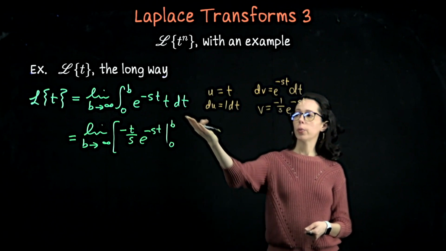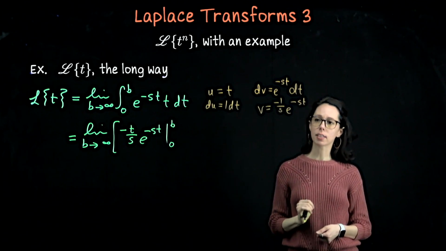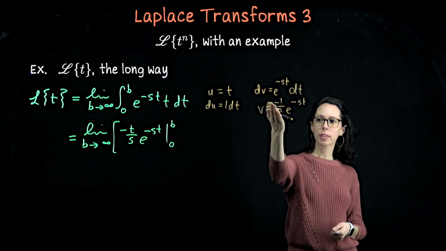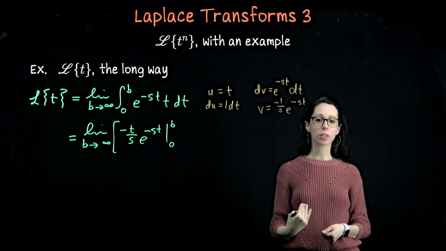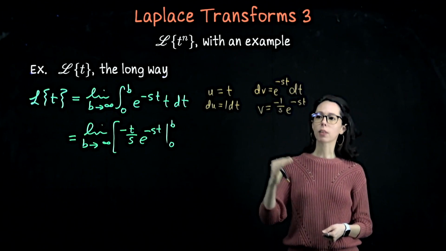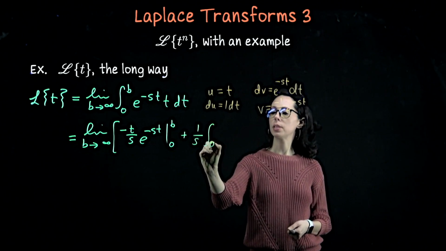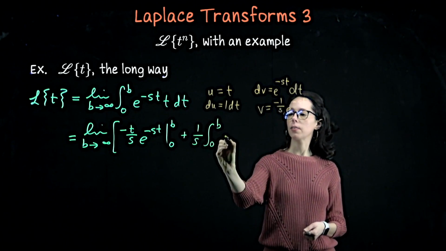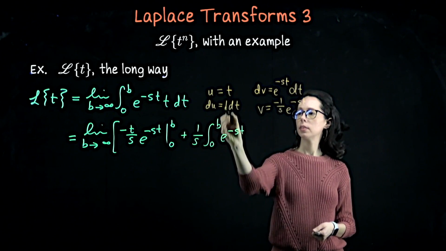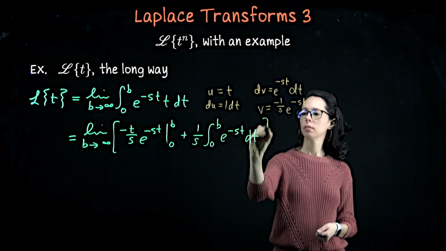We are anti-differentiating with respect to t. We can treat s like a constant. So what I'm going to do is pull this negative 1 over s in front of the integral that I'm about to write down. Minus negative 1 over s is plus 1 over s. And then integrate from 0 to b, e to the negative st dt. Like that.